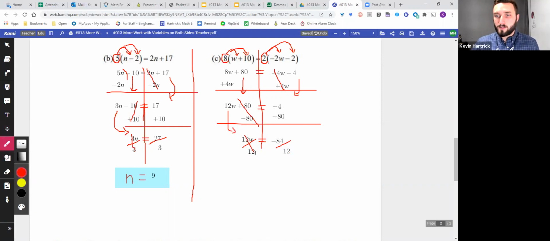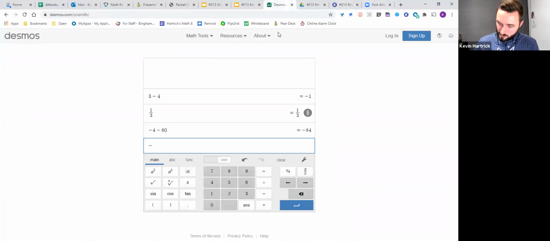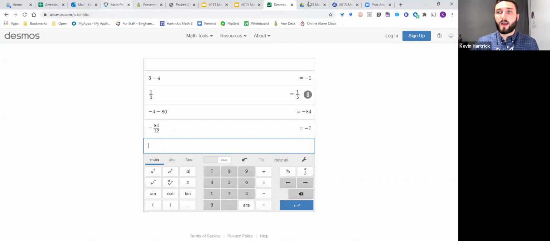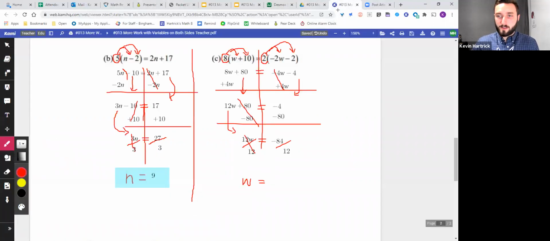12 divided by 12 is just 1W, or just W. Equal sign on the line. -84 divided by 12. Again, I'm going to check that in my calculator just to be sure. Gives me a -7. Okay, so I have answered this question. W equals -7.